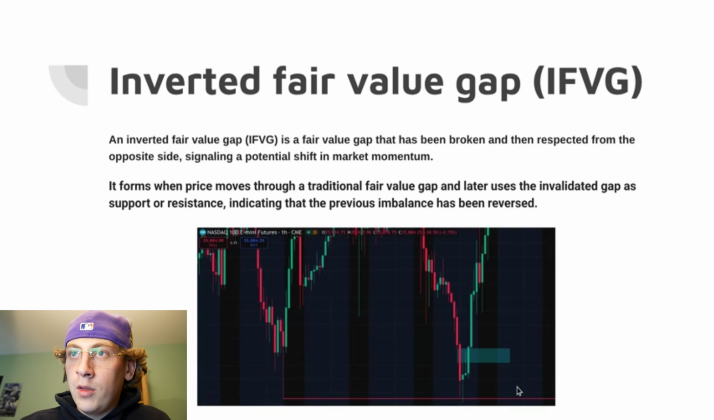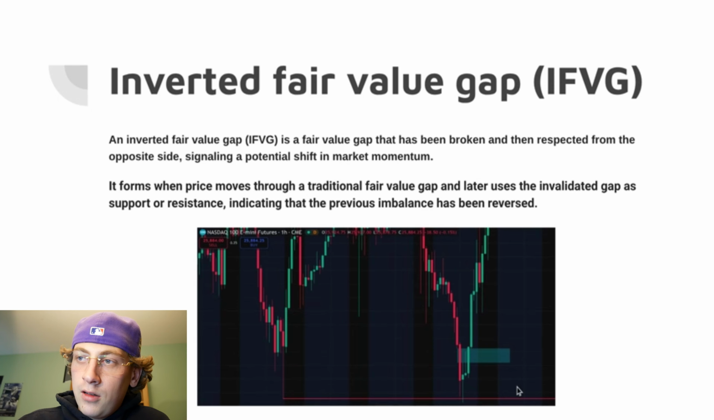The next term I mentioned is inverted fair value gap, IFVG. An inverted fair value gap is a fair value gap that has been broken and then respected from the opposite side, signaling a potential shift in market momentum. It forms when price moves through a traditional fair value gap and later uses the invalidated fair value gap as support or resistance.